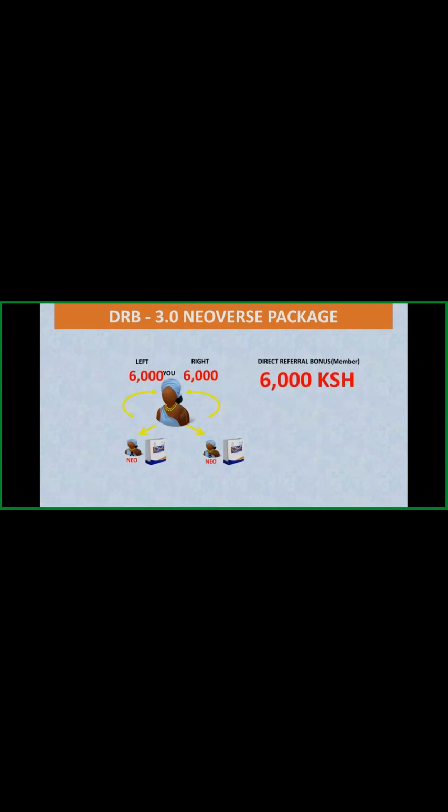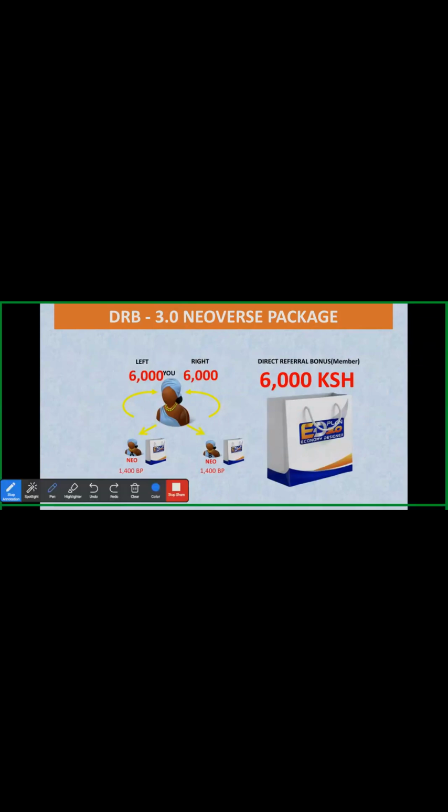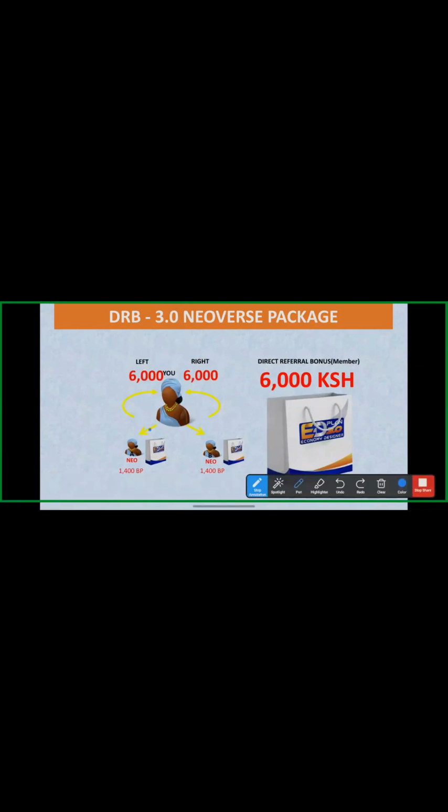This one is only 39,000. So if that is you, you connect person A, person B, you get 6,000. That is a 6,000. Neoverse inakuja na 1,400 binary points. That is there, and 1,400 binary points. The system ikidetect 1,400 here and 1,400 here, inakupea 4,800.